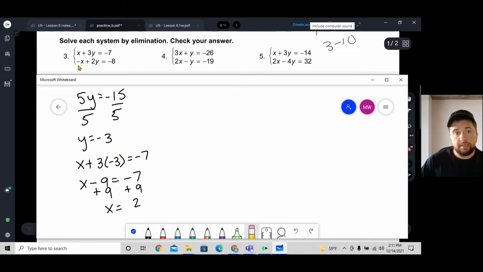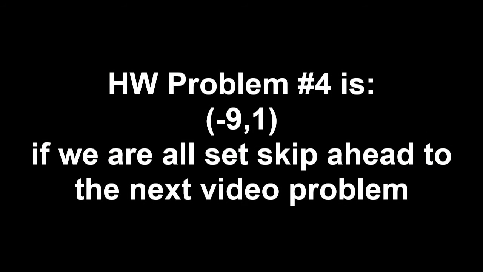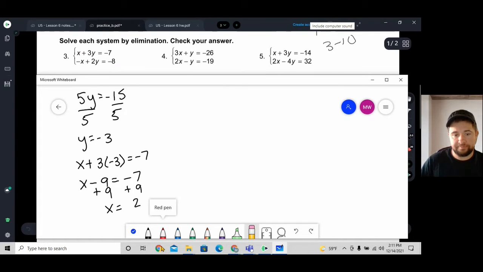So, negative 2 plus 2 times negative 3. So, negative 2 plus negative 6 does in fact equal negative 8. So, we know that our solution is correct. I'm going to look over here at number 4.